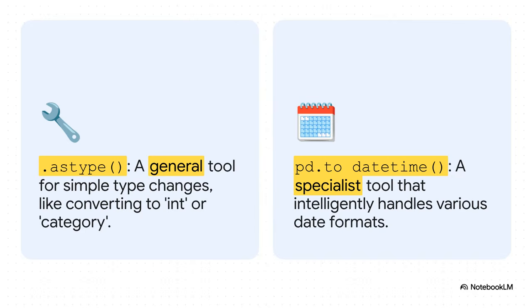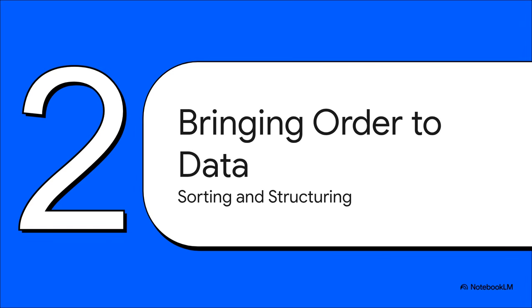But here's the thing, not all type conversions are created equal. You gotta know which tool to use. For simple stuff, .astype is your go-to, your general purpose tool. But for something tricky like dates, you need a specialist, and that's pd.to_datetime. This thing is brilliant. It can look at dates written with slashes, dashes, month names, all sorts of crazy formats, and it intelligently figures it all out. Okay, take a breath. Our data is officially clean. That was half the battle.